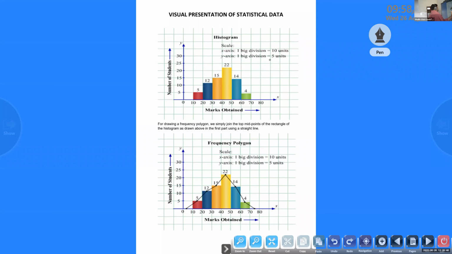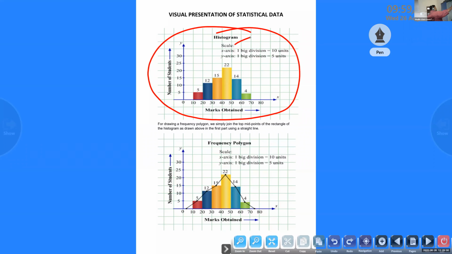So you can see here, we want to take the midpoints of the bars. In the first case, you can see a histogram with the data. We construct a histogram here. The scale: on the x-axis, 1 big division is equal to 10 units, 0 to 10. So that is the x-axis. On the y-axis, 1 big division is equal to 5 units. In the case of frequency polygon, the same histogram is here, and we depicted the same here also.